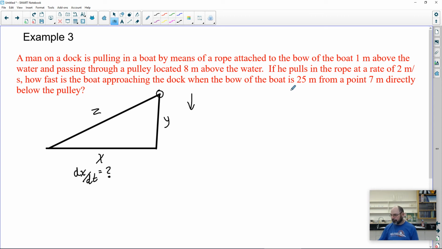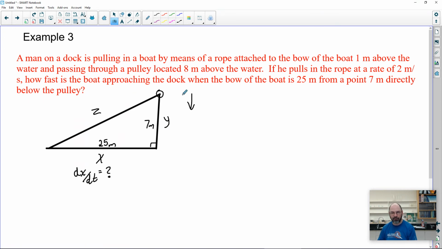Okay, so you have to think about this one a little bit. First thing we're going to do is let's get all these things. So if the bow is 1 meter above the water and this pulley is 8 meters, so this is 7 meters. And then it says at a point when the boat is 25 meters from this point right here. So this is a right angle, by the way. So this is 25 here. Okay, and then we'll figure out what these two rates are here.